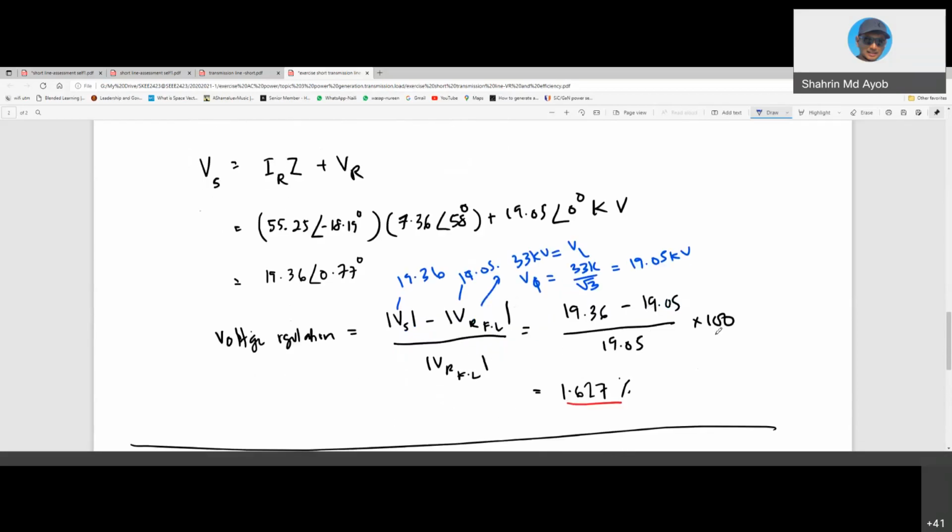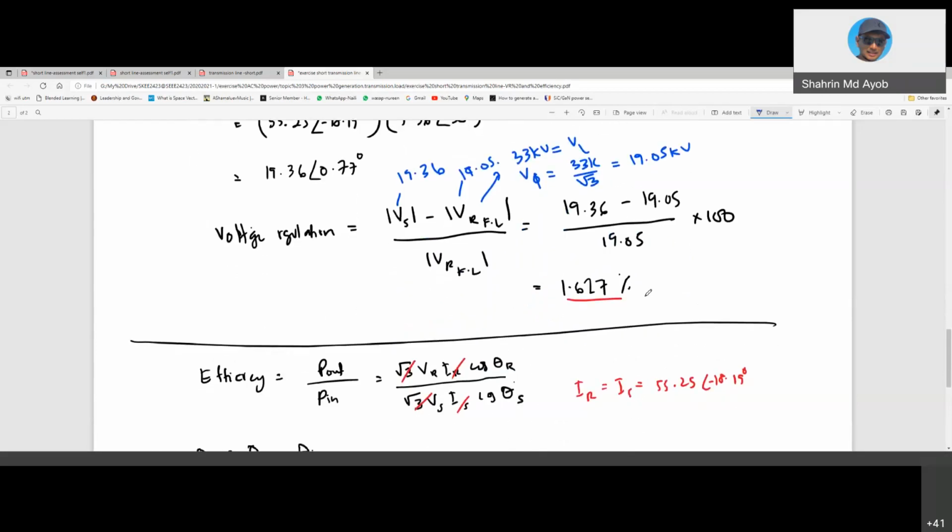So you insert all the values. Finally, you will obtain that the voltage regulation is around 1.67%, which is very low. There is no standard for which one is good or not good, but usually, if the percentage is very, very small, then we assume that the transmission line is okay in terms of the voltage regulation.